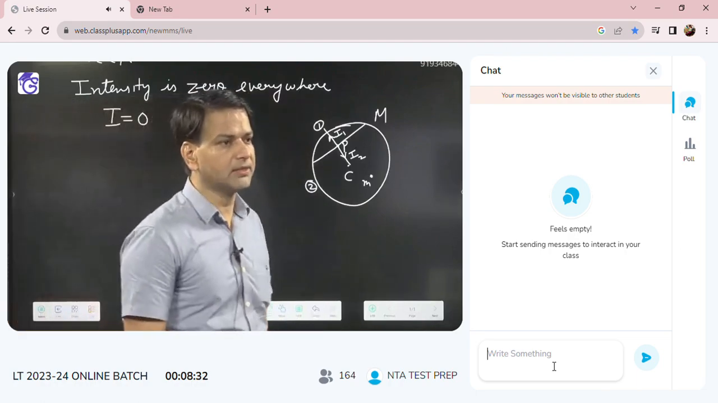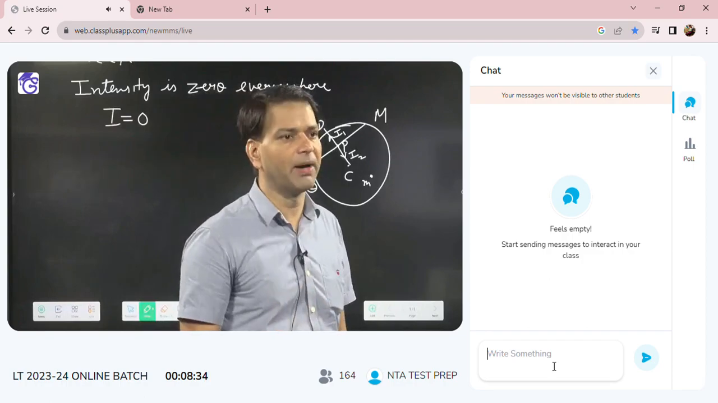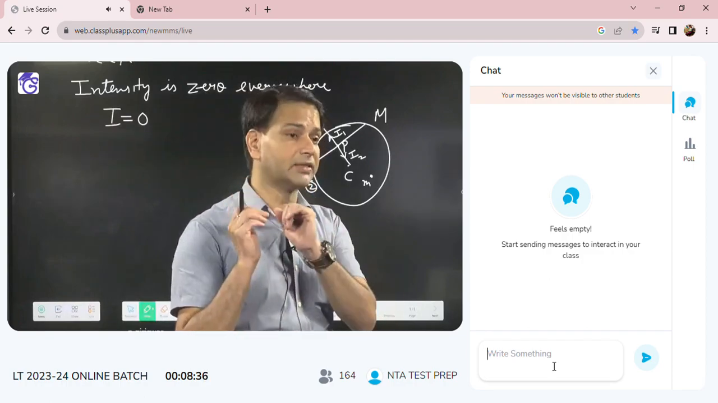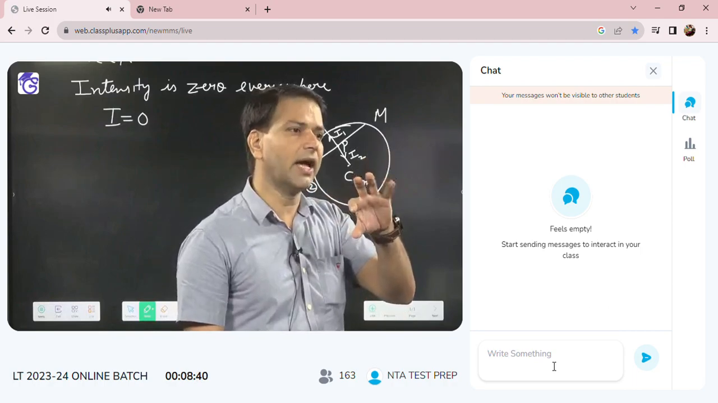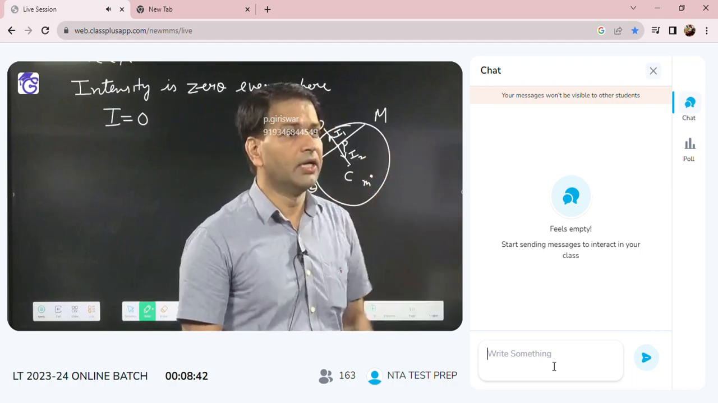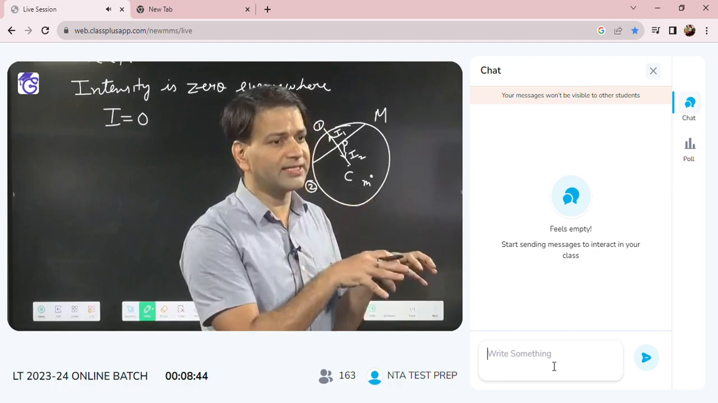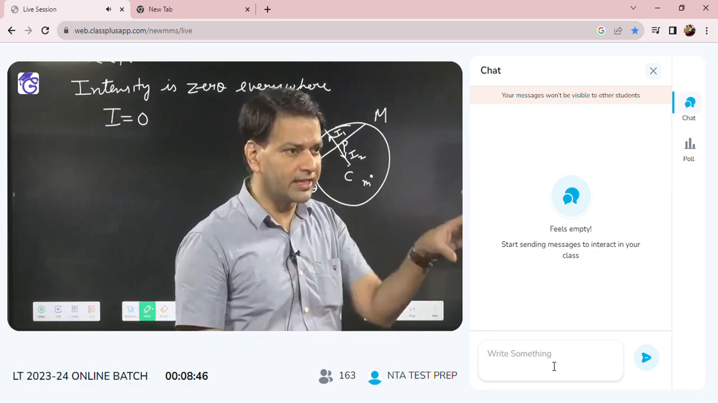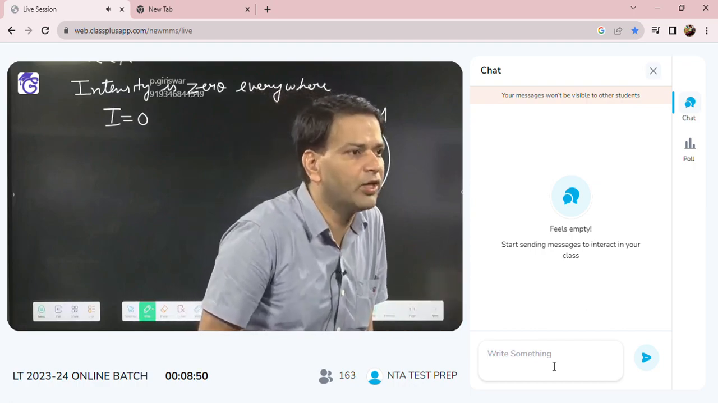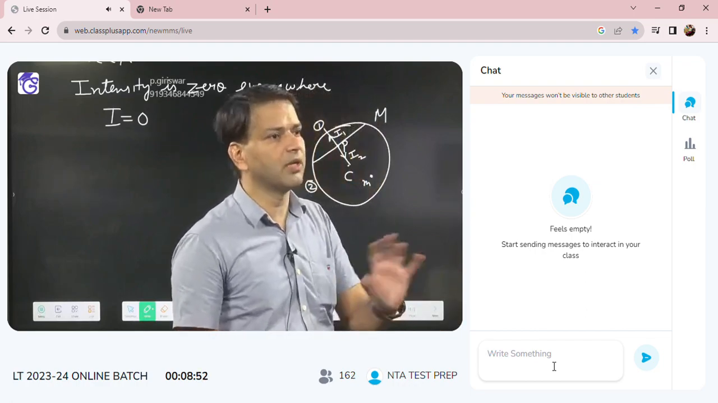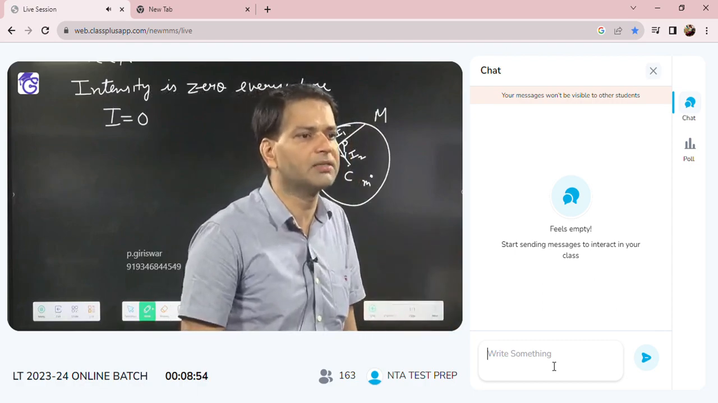Force applied by the shell on the mass m. So what we learned, the intensity definition: I is equal to vector F by m, or F is equal to m into I. So due to the shell, what is the intensity inside? 0. Due to the shell, intensity inside is 0. Now intensity is 0, so how much force will mass m experience? 0. So the shell will not apply any force on the mass m.